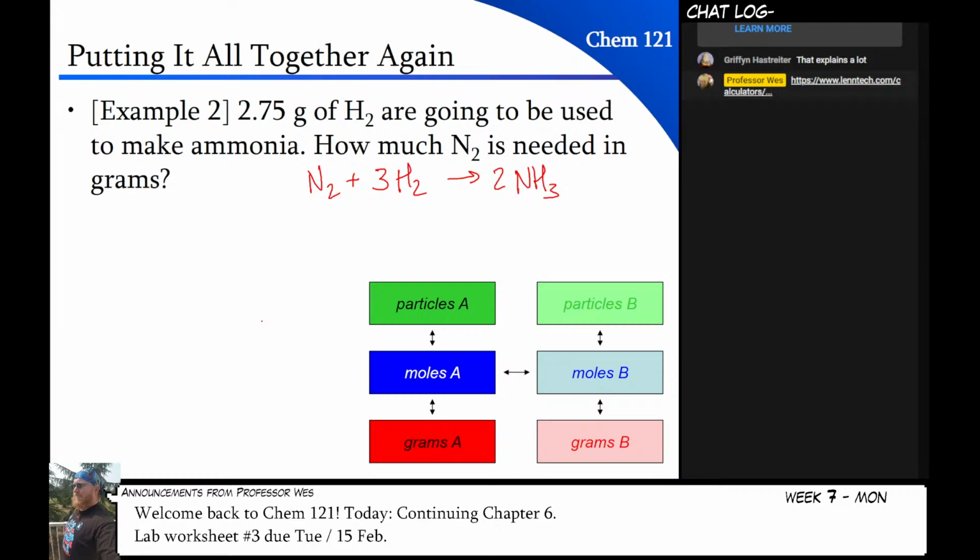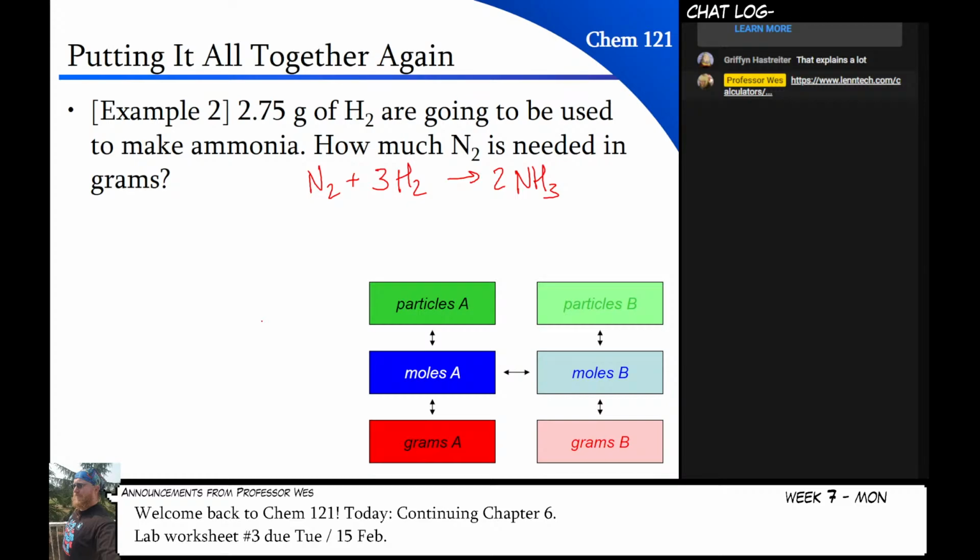What I want you to do is try this problem because it's virtually the same problem that we just did. I have balanced the equation for you. The statement is 2.75 grams of hydrogen are going to be used to make ammonia. How much N2 is needed in grams? You'll notice that I use the words make ammonia. That's just telling you its purpose, but the problem doesn't involve ammonia. You could scribble out ammonia. We're not going to work with that part of the equation. We're going to work with nitrogen and hydrogen, and I'm giving you a starting amount of hydrogen. From there, do the calculation to determine the amount of nitrogen in grams that you need.